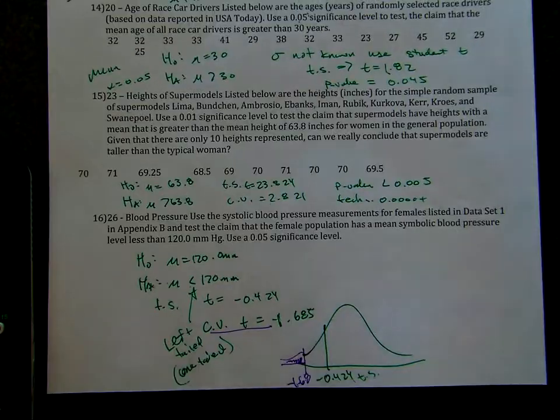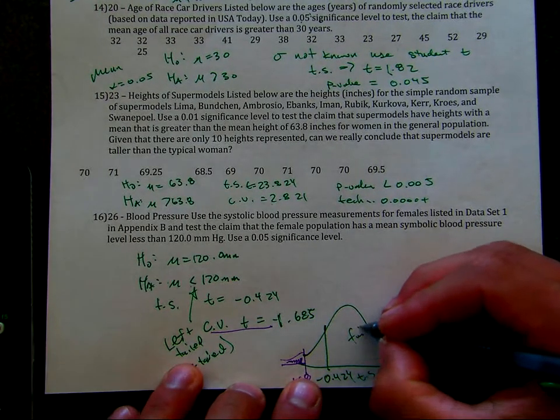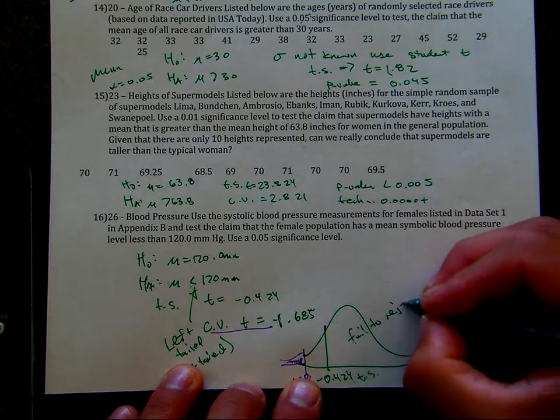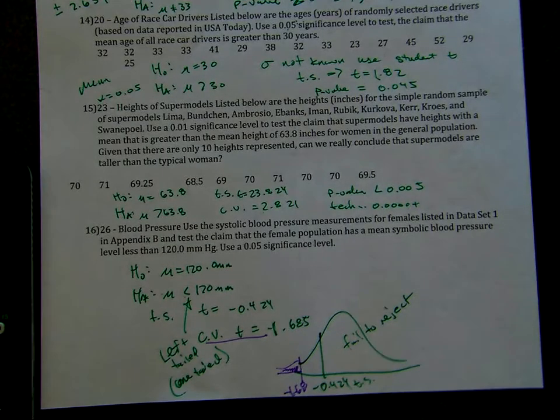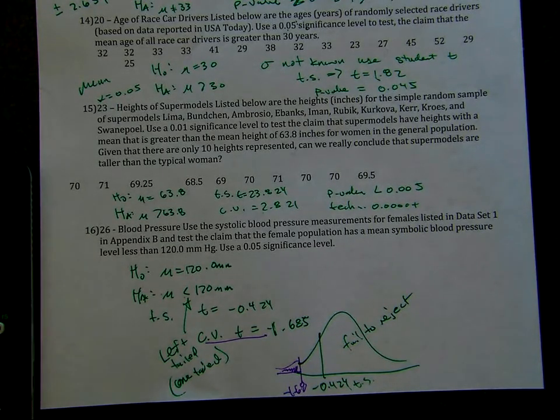So how would we reword that? You might say there is not sufficient evidence to support the claim that the female population has a mean systolic blood pressure level less than 120. Okay. Whew. Done with that one.